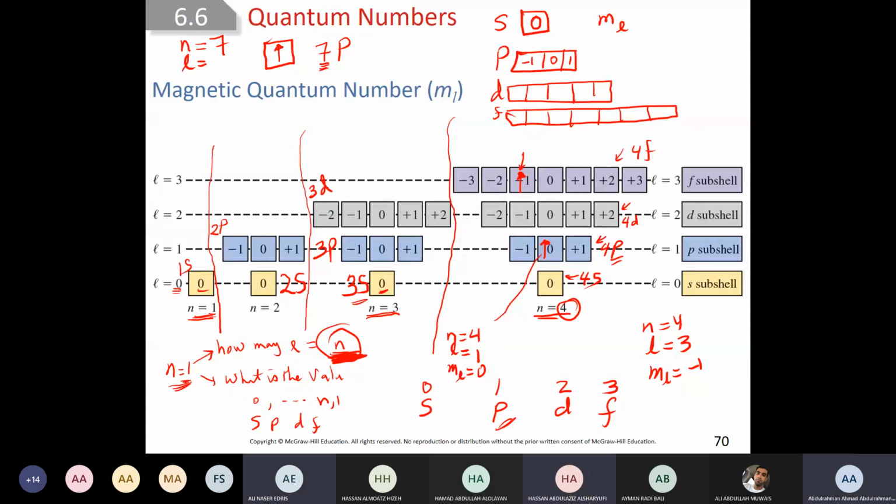What's the value of L? 1. Fantastic. From where did you get it? P equals 1. Exactly. What's the value of ml?